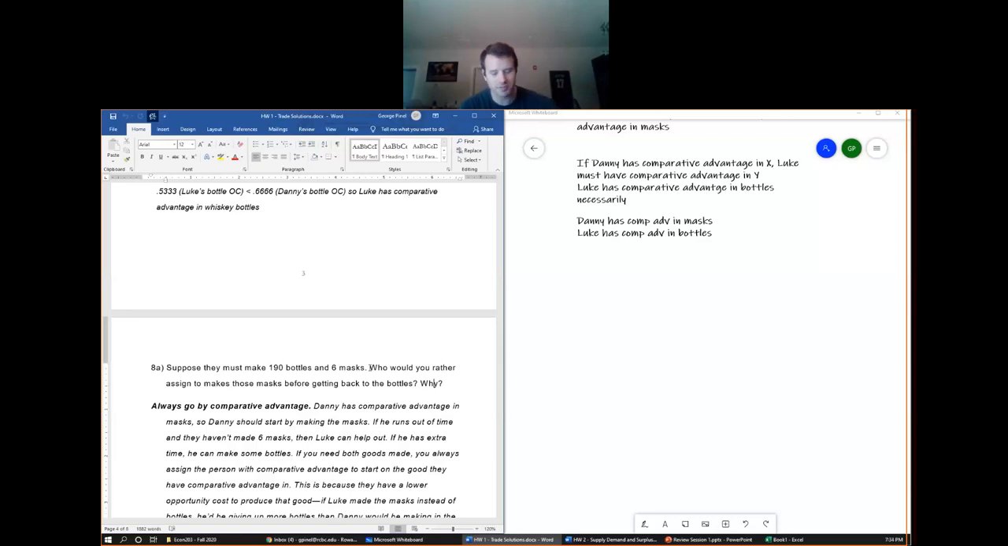As long as there's bottles to be made, Luke should start making bottles. And if there's still bottles that they need to make once he's spent all of his time making bottles, then Danny can pitch in. But you should never start Danny on bottles, and you should never start Luke on masks, even though Luke makes more masks per hour than Danny does. Always go by comparative advantage.